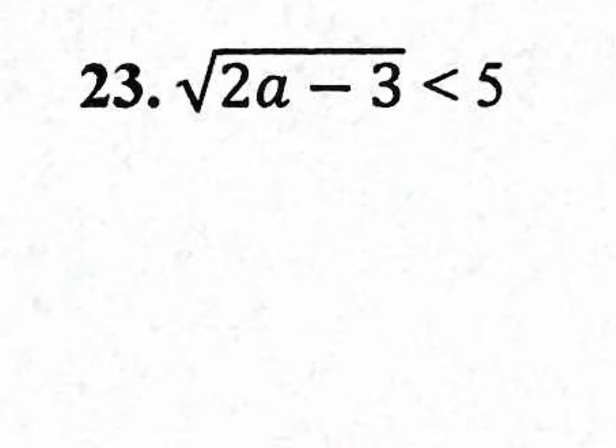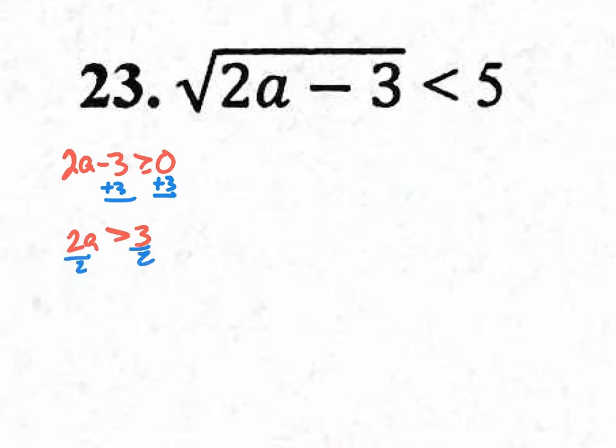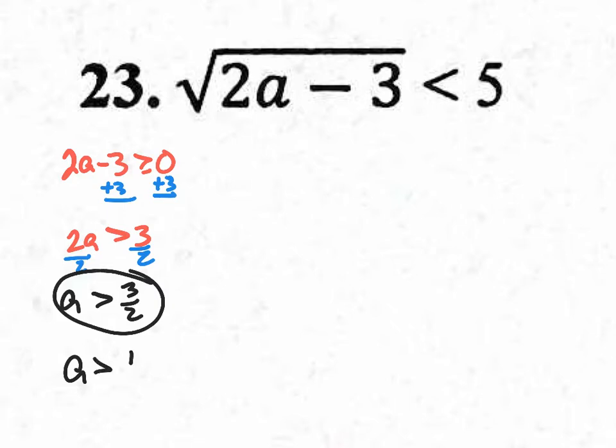So let's begin with that restriction: your radicand value, the 2a minus 3, has to be greater than or equal to 0. So when we add 3 to solve for a, we're going to end up with 2a is greater than or equal to 3, which means if we divide by 2 on both sides, we'll get the answer: a is greater than or equal to 3/2. Or you could also say a is greater than or equal to 1.5. I'm just going to leave it 3/2, even though we know that means 1.5.